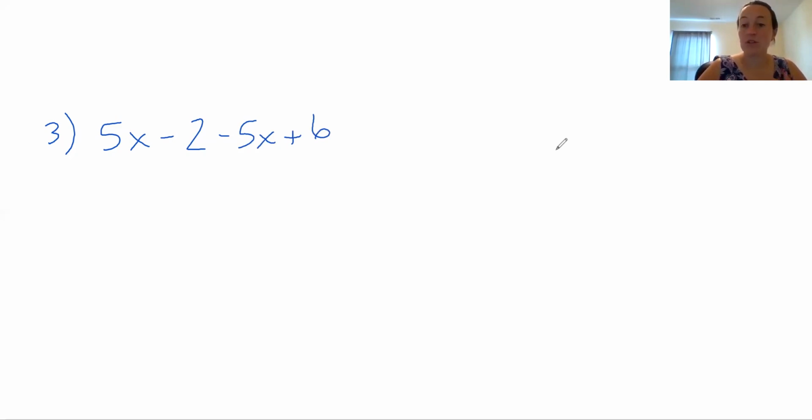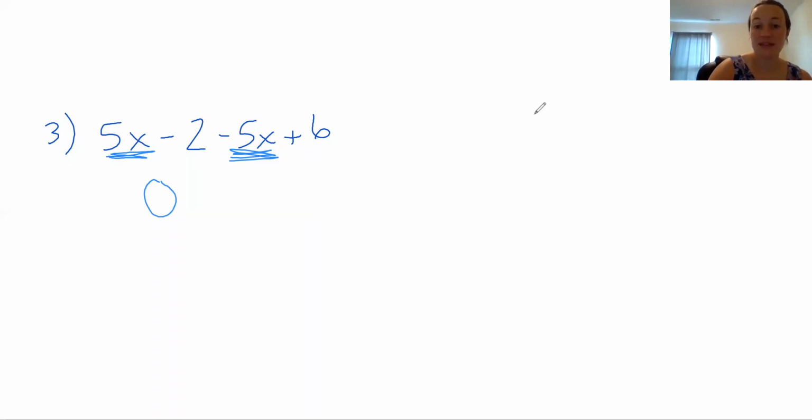Think about what are the like terms? What has the same variable and the same exponent? Well, I've got a 5x and I have a negative 5x. Both of those have an x. Let's put them together. Guys, not a trick question. 5 minus 5 gets me 0. So I literally just have 0, not an x. I have 0.